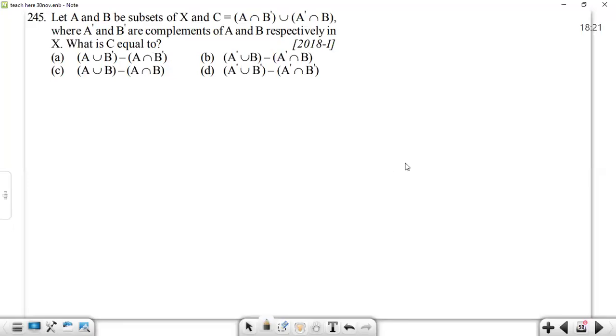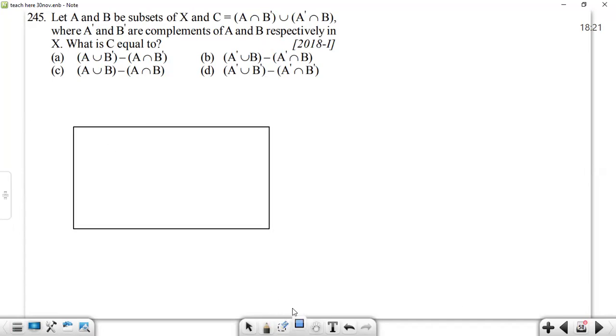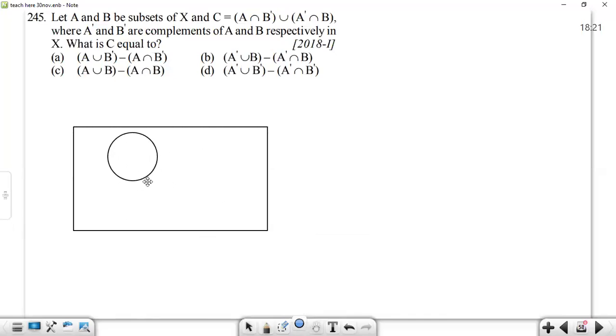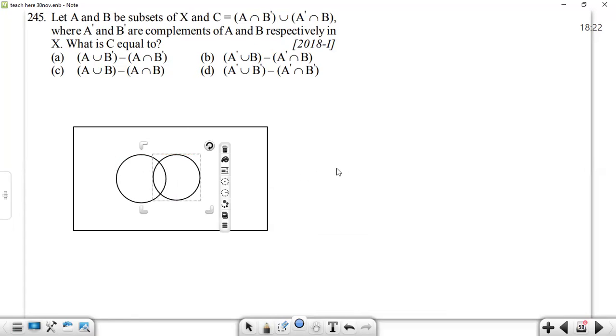Solving question 245. This is a question from sets. So whenever this kind of question comes, you simply draw the Venn diagram. If you don't know the relevant properties or they are not useful, then simply draw the diagram. So there are two sets. As we do these questions, we'll get practice at it.